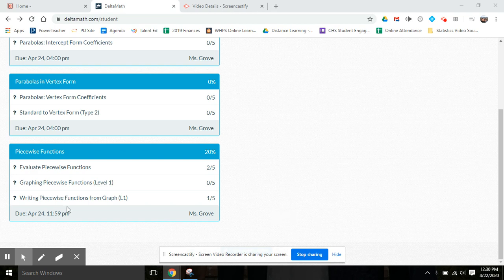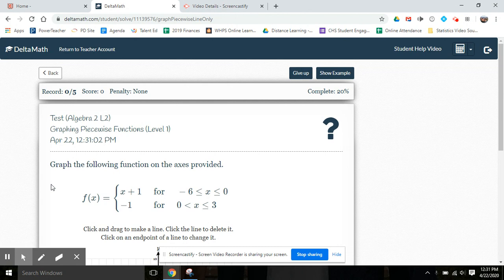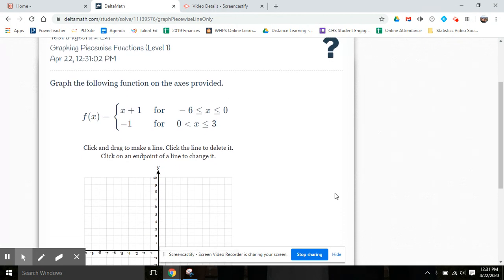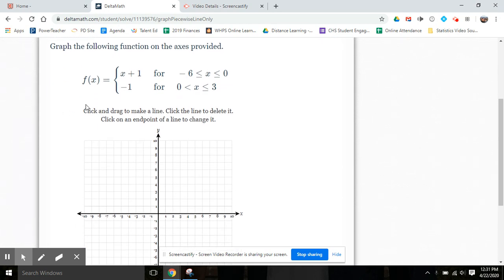All right, so this video is going to be an overview of the graphing piecewise functions level 1. In each one, you're going to be given piecewise functions and you have to graph it. It has directions here: click and drag to make a line, click the line to delete it, click on an endpoint of a line to change it. So before I even graph this line, I'm just going to show you what that means.